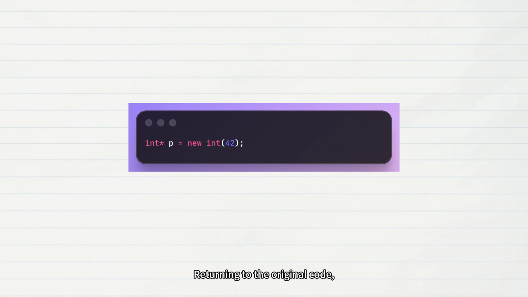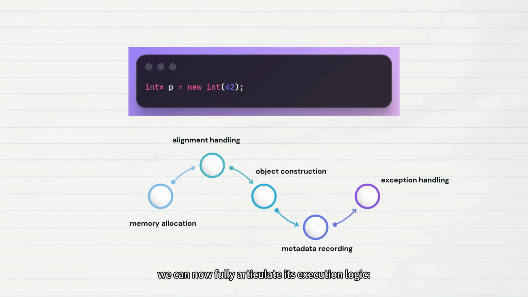Returning to the original code, we can now fully articulate its execution logic. Memory allocation, to alignment handling, to object construction, to metadata recording, to exception handling. These 5 stages are interlocked and together form the complete execution flow of the new expression.